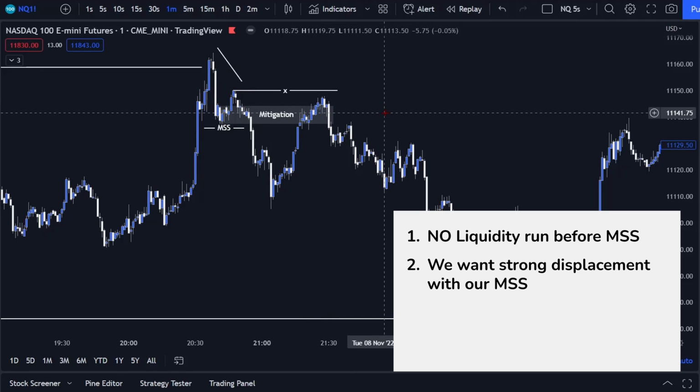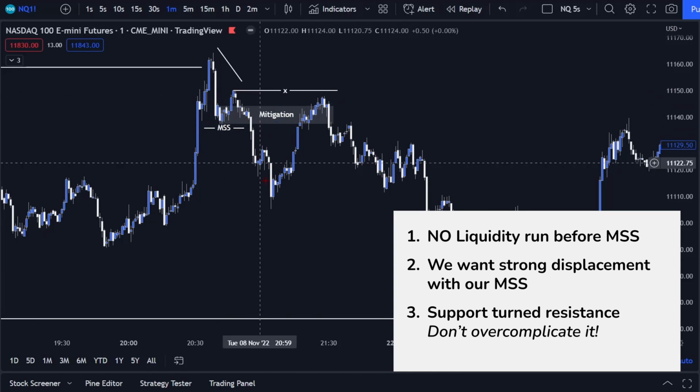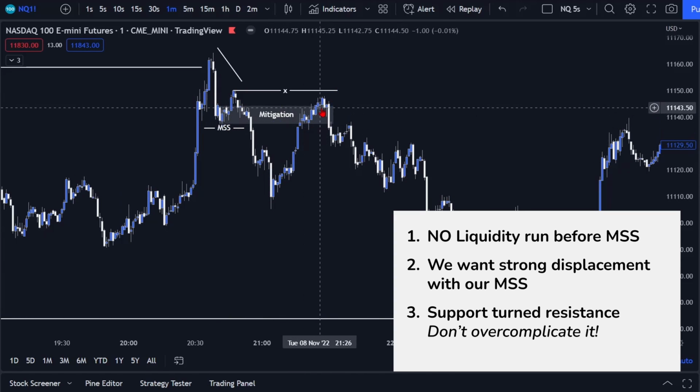And third is that, again, this really shouldn't be overcomplicated. It's nothing more than a simple support turn resistance setup and vice versa. So we create a short-term low, run that pretty aggressively, and it now becomes resistance and we head lower. I know for me, when I was new to ICT concepts, that just helped me grasp the idea a little bit better, being that it's a setup I was already familiar with from typical retail terminology or whatever you want to call it. Don't make it more complicated than it is.